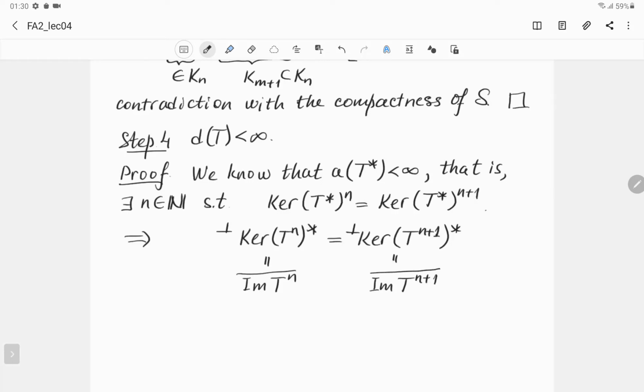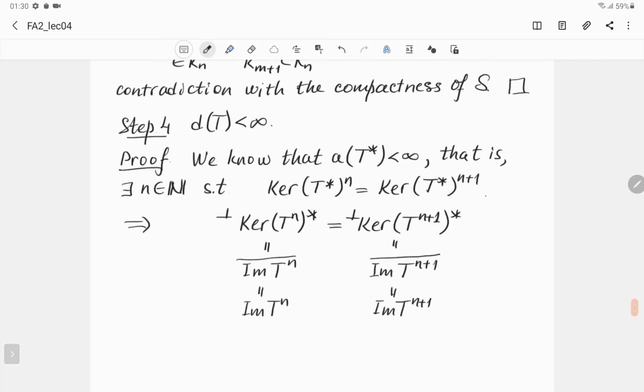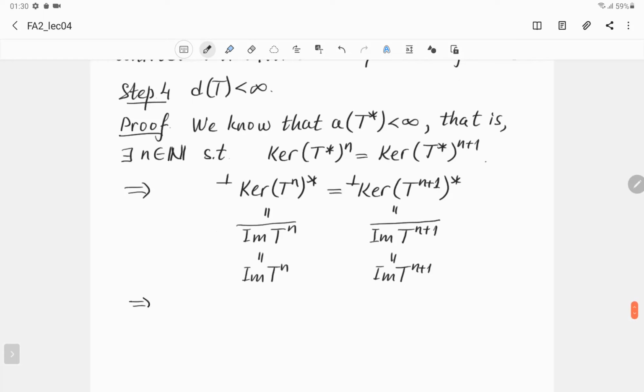Well, but we already know that T is a Fredholm operator. So T to the power n is also a Fredholm operator. And the image of a Fredholm operator is closed. So we see that the image of T to the power n equals the image of T to the power n plus 1, which means that T has finite descent by lemma 1. Okay, so the descent of T is finite.